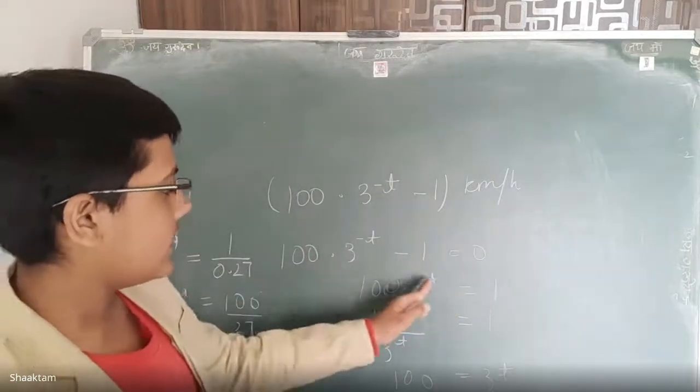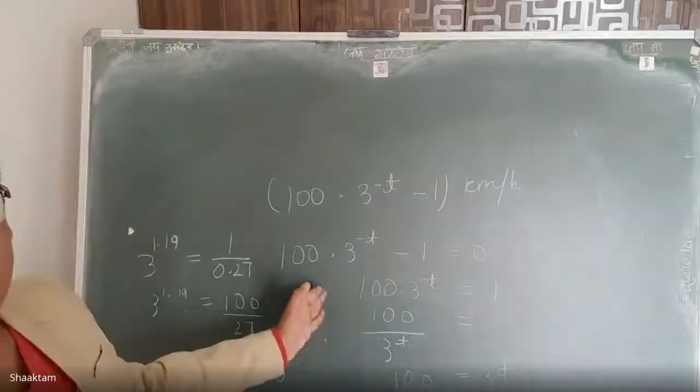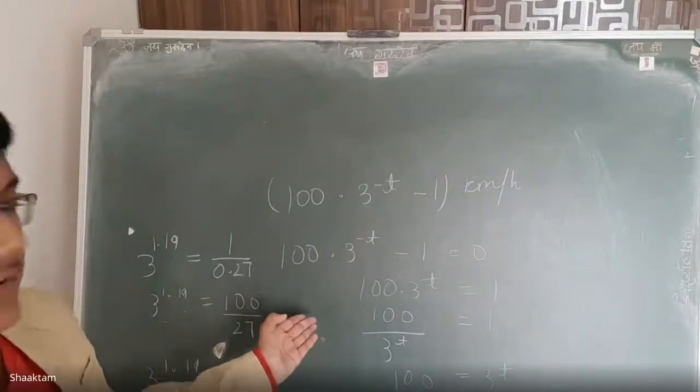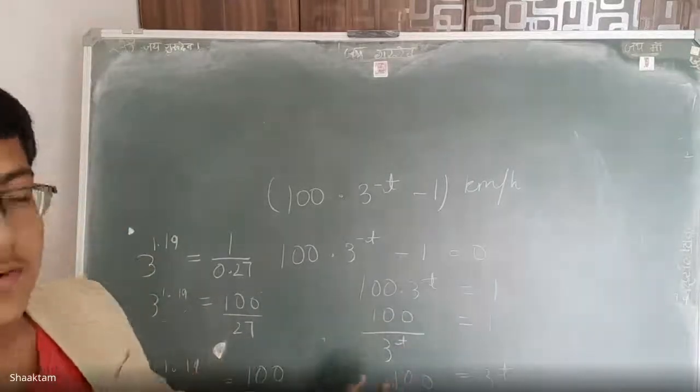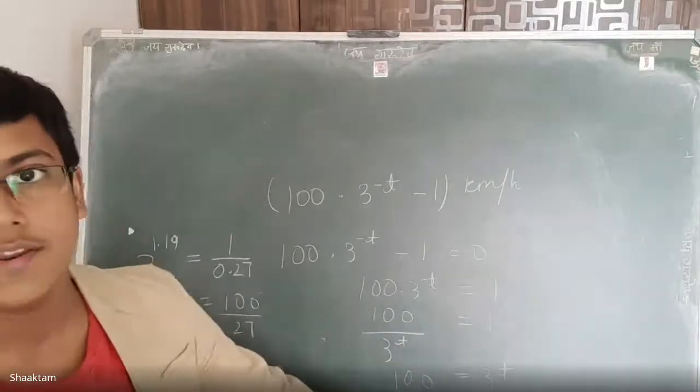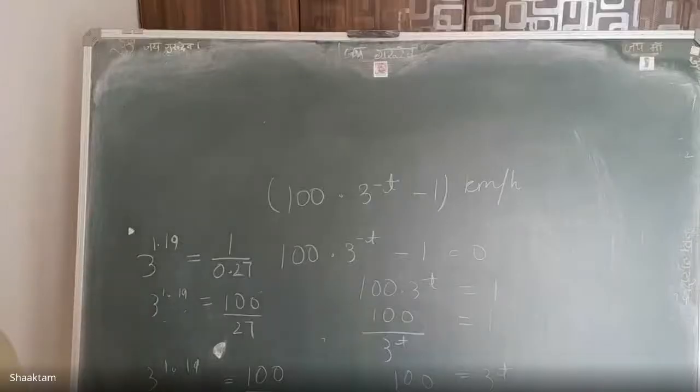We'll get 100 into 3 raised to minus t is 1. And then 3 raised to minus t is 1 by 3 raised to t. So 100 by 3 raised to t is 1. You can multiply 3 raised to t to each side. You'll get 100 equal to 3 raised to t. Got it?